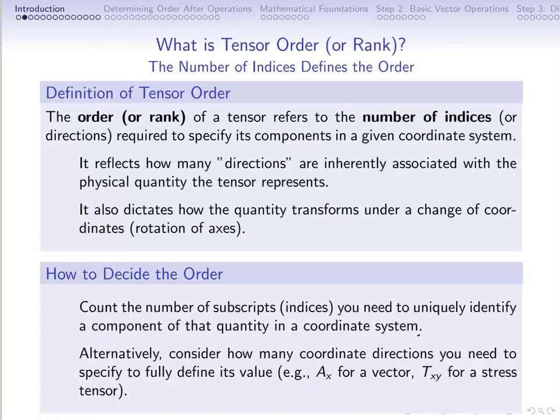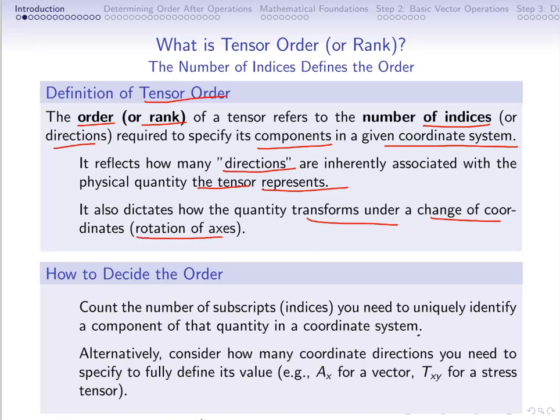What is tensor order or rank? Now here is the definition of tensor order. The order or rank of a tensor refers to the number of indices or directions required to specify its components in a given coordinate system. It reflects how many directions are initially associated with the physical quantity the tensor represents. It also dictates how the quantity transforms under a change of coordinates, meaning rotation of axes.